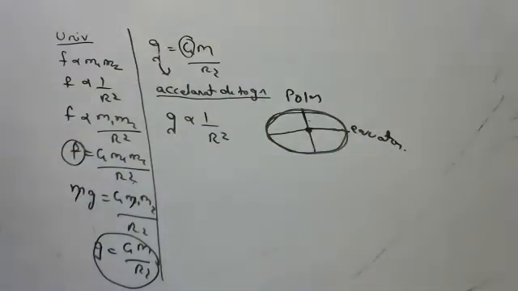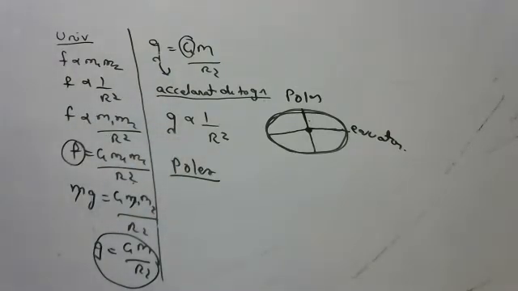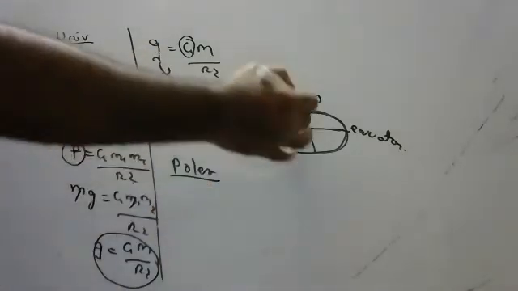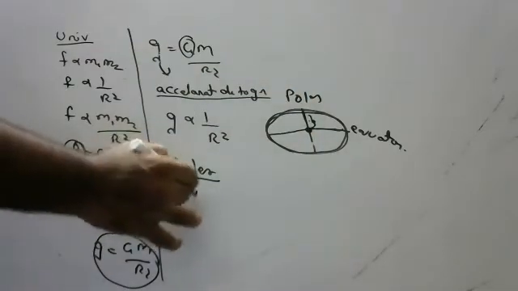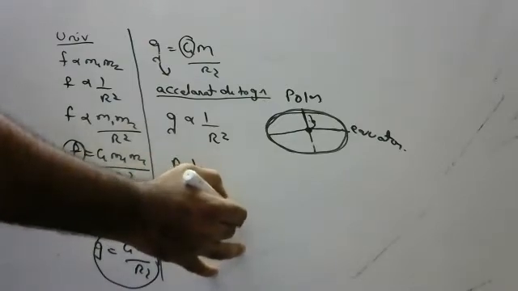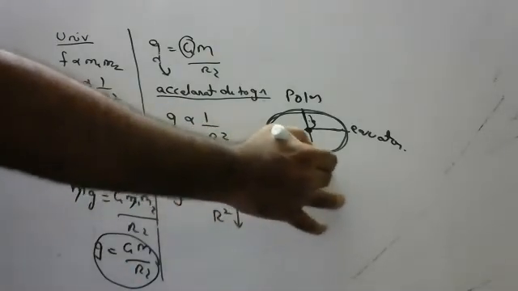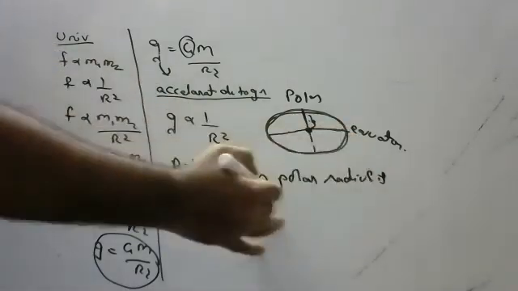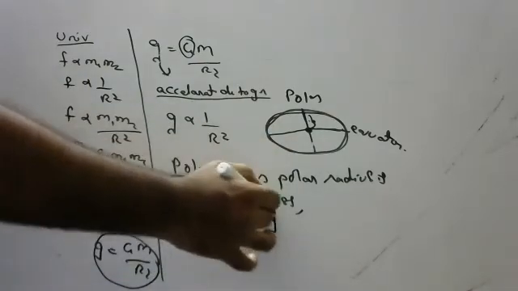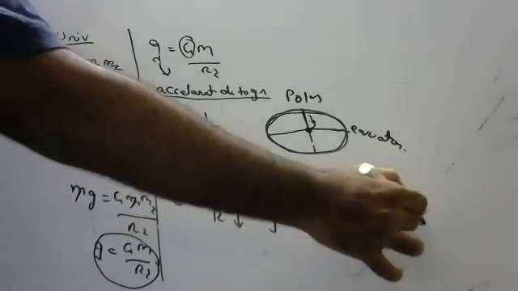Try to understand. So what happens at the poles to acceleration due to gravity? First point. Today I am telling what happens in different places. At poles, children, the radius is less. g is inversely proportional to radius. If the radius is less, g will be more. So as the polar radius is less, and it is inversely proportional, acceleration due to gravity will be more at the poles.